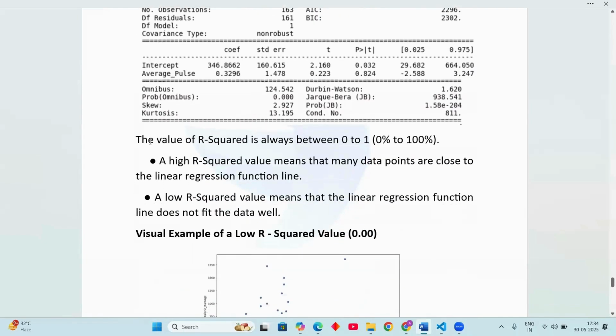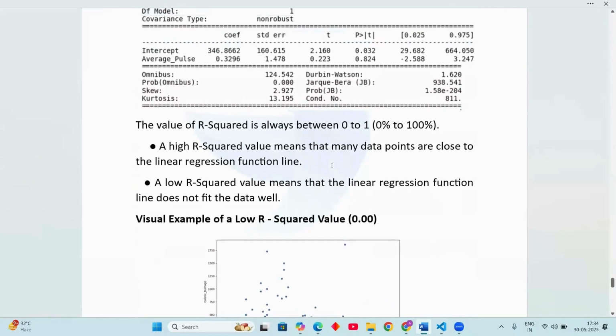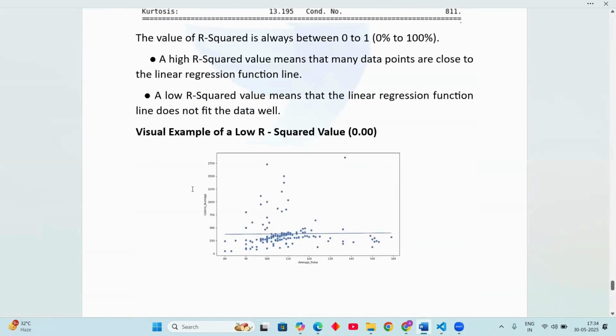Now see here, the value of R squared is always between 0 and 1, mostly 0% to 100%. A high R squared value means that many data points are close to the linear regression function line. So in most cases of high R squared, all the data points will be arranged along the line. In low R squared, the value means that the linear regression function line does not fit the data well.